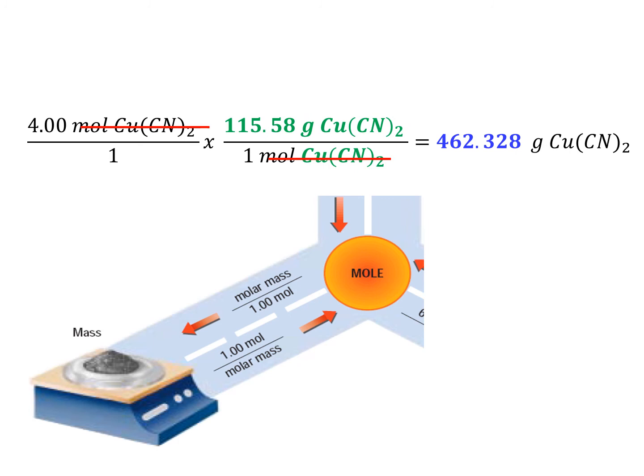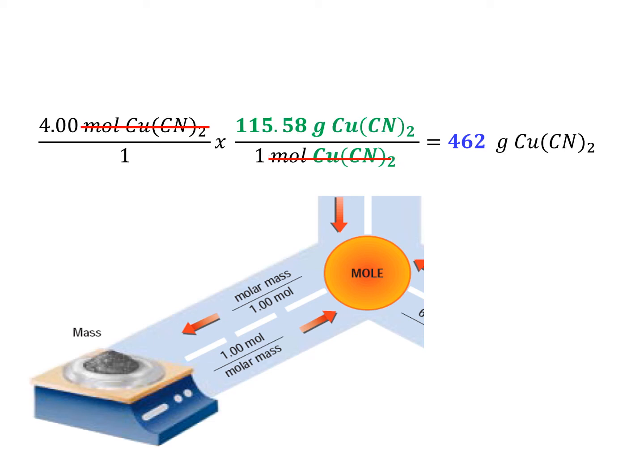If I do the math, I should get on my calculator 462.328, but I have to supply the grams of copper 2 cyanide myself. My calculator screen does not have that information. An even better answer would be 462 grams of copper 2 cyanide. Because I started with 3 significant figures, I cannot end up with more than 3 significant figures. So I really should round this off to 462 grams of copper 2 cyanide as my final answer.